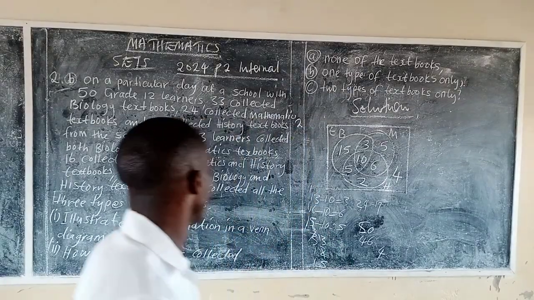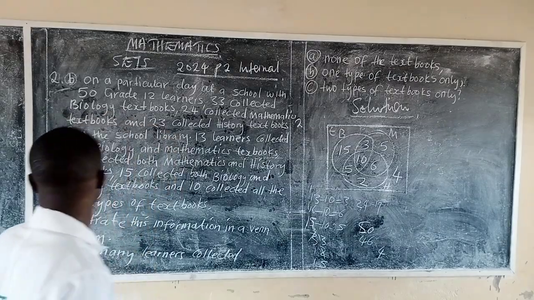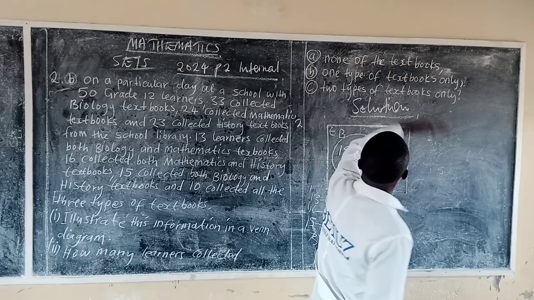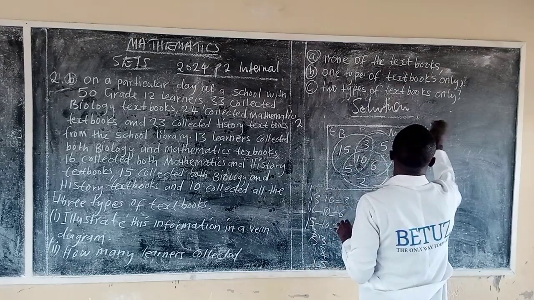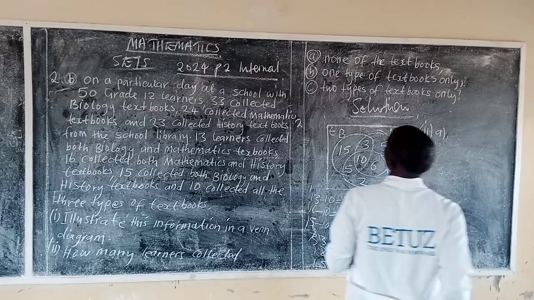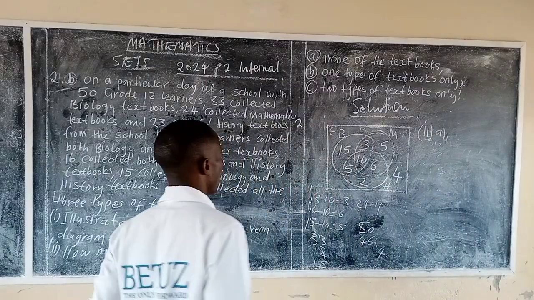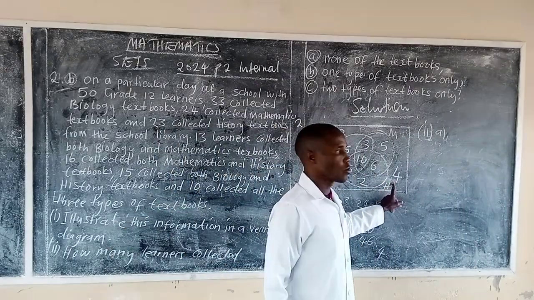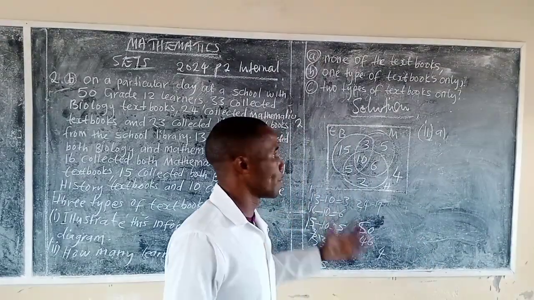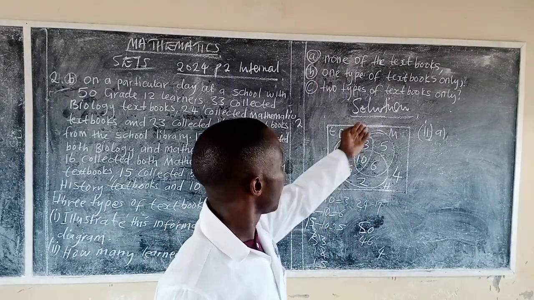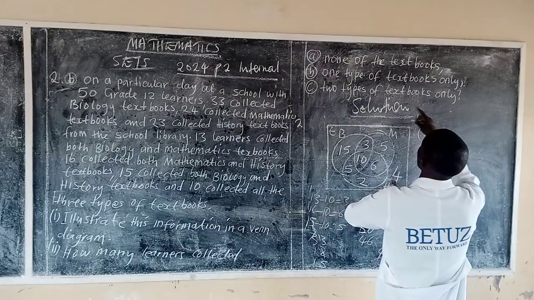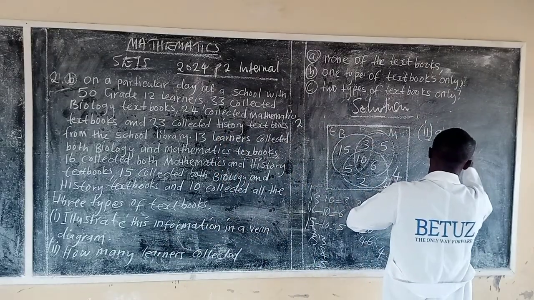Then from there, we can go to question number 2, which is how many learners collected 2A, none of the textbooks. Therefore, correct. So that's the good part. Once you have illustrated, it will be very easy for you to answer the rest of the questions. There you just pick 4. So none of the textbooks, according to the question, 4 did not collect any.